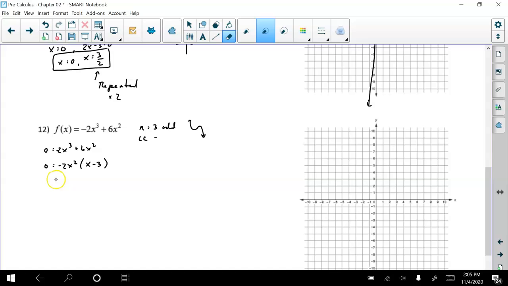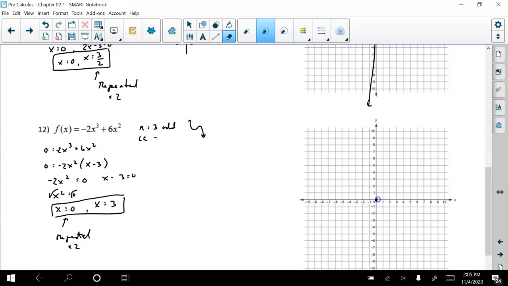So now set each factor equal to 0: -2x squared equals 0, and x minus 3 equals 0. So you divide by -2, you get x squared equals 0. Take the square root, x equals 0, and then x equals 3. Now, because that x was being squared, that 0 is repeated twice. It's got a multiplicity of 2, whereas the x equals 3 has a multiplicity of 1.